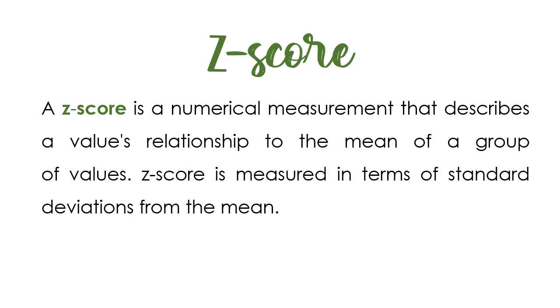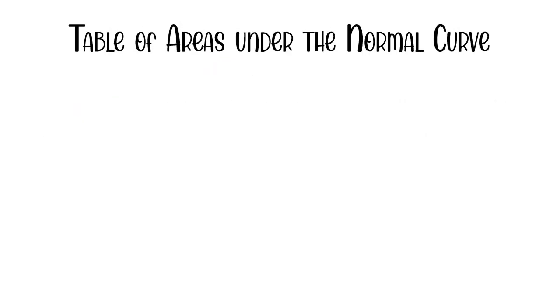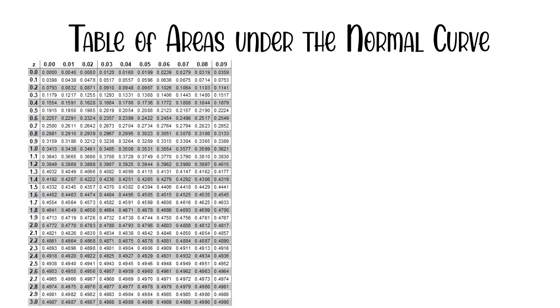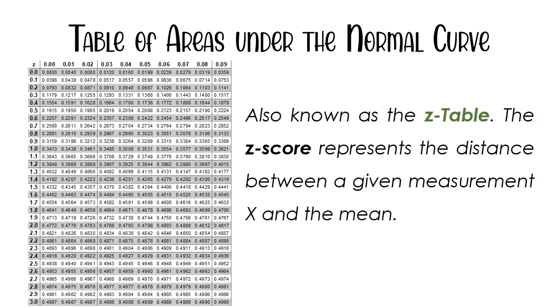Now, how can we find the area that corresponds to a certain z-score? Fortunately, mathematicians were able to find the areas under the normal curve, and they have already been determined for our use. So, we have the table of areas under the normal curve. By using this table, we will be able to find the areas between the mean or 0 and a certain z-score. This table is also called the z-table. Again, the z-score represents the distance between a given measurement x and the mean.